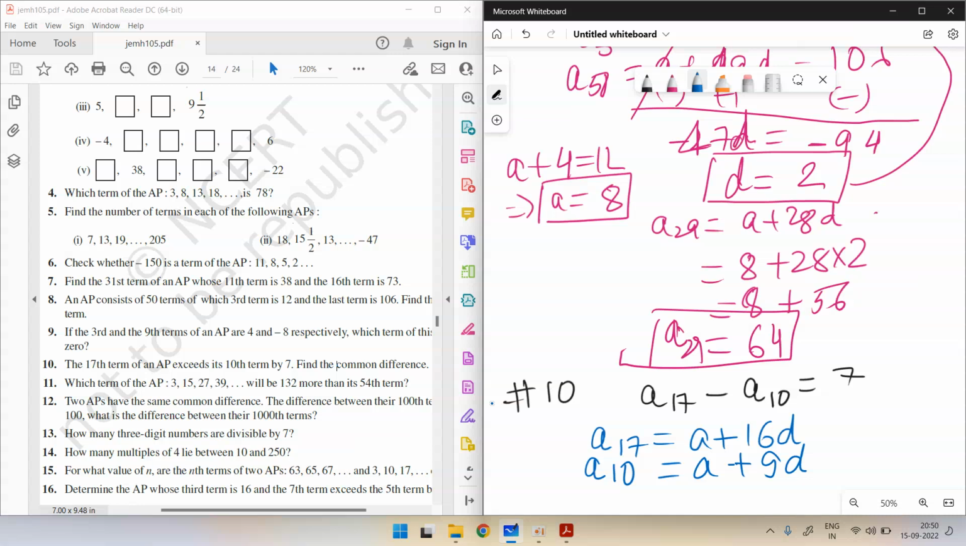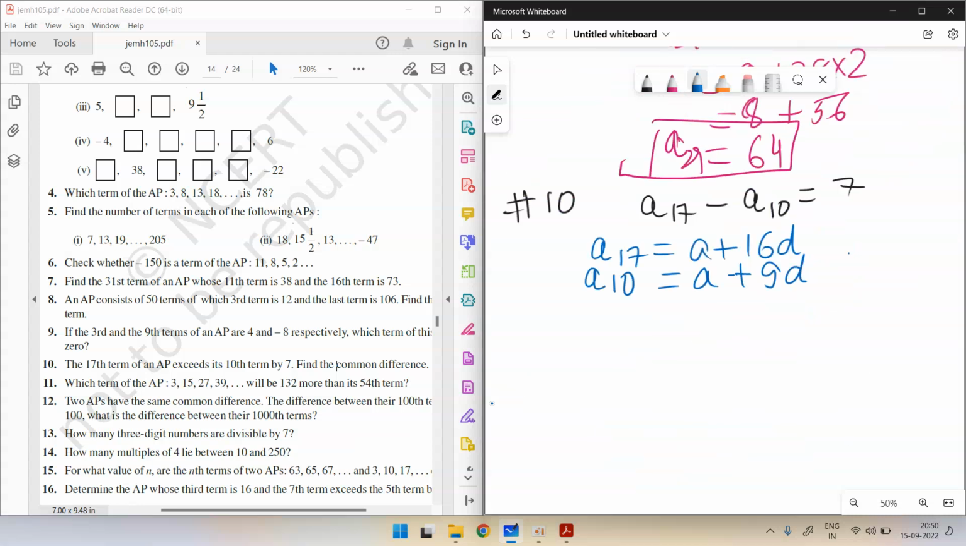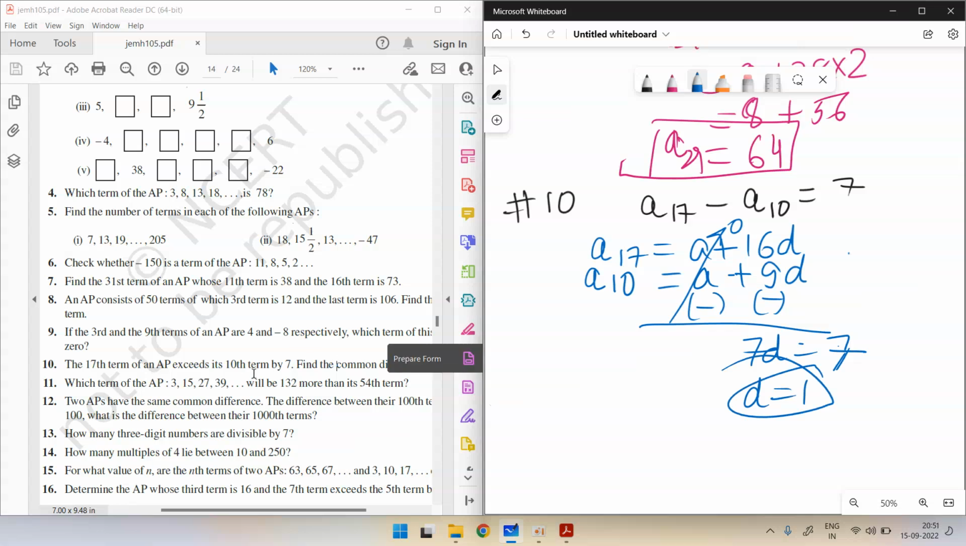And if you subtract these, this will give me 7. A and a cancel, a minus a is 0, and 16 minus 9 is 7d. 7d is given to be 7. So d is equal to 1. The common difference is 1. This is the answer.